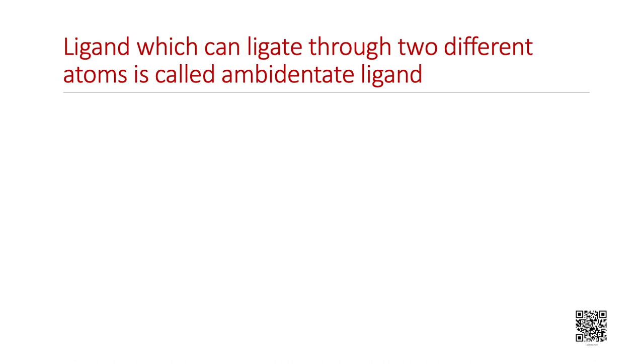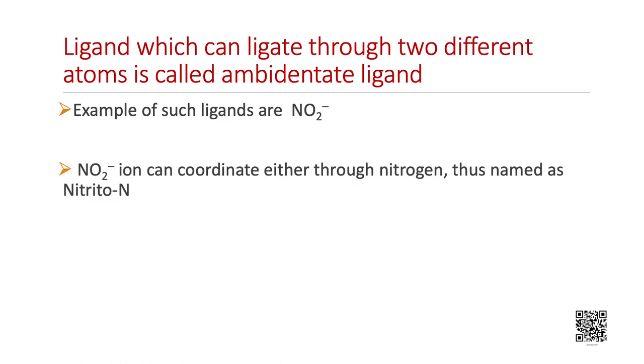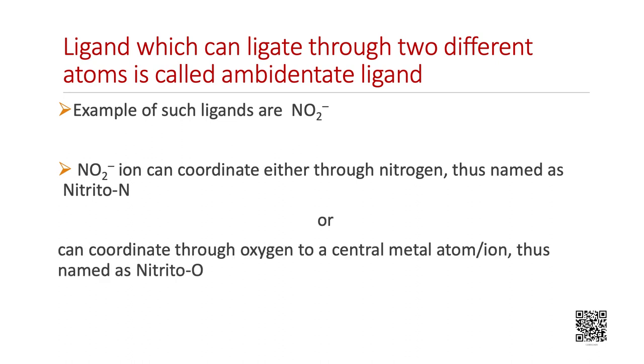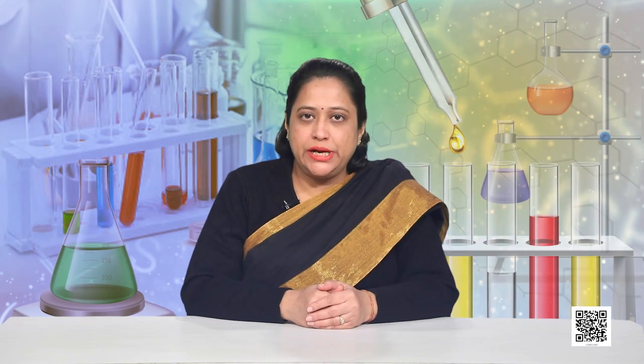Ligands which can ligate through two different atoms are called ambidentate ligands. Examples of such ligands are NO2⁻. The nitrite ion can coordinate either through nitrogen, thus named as nitrito-N, or through oxygen to a central metal atom or ion, thus named as nitrito-O. The following examples illustrate the nomenclature for coordination compounds.